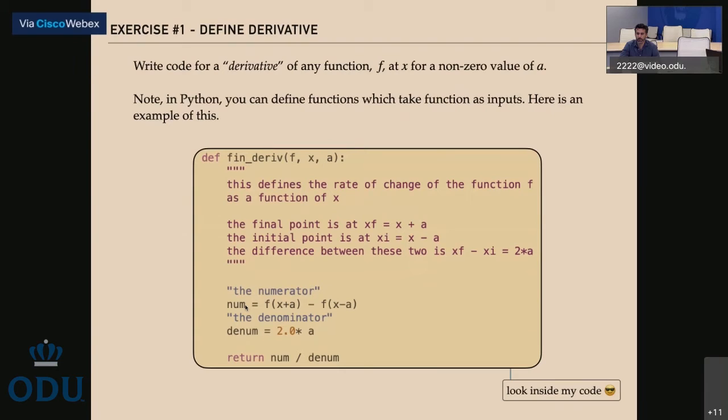And so the numerator, that's what this num means, is equal to f evaluated at x plus a minus f evaluated at x minus a, okay? And then the denominator is equal to 2 times a, nothing more, okay? And so what it returns is just this top part divided by this bottom part. Easy, that's it. That's all I had to do. And this works for any function f.